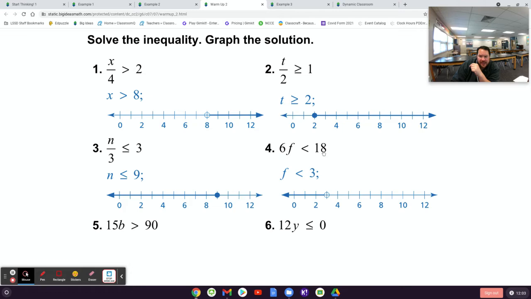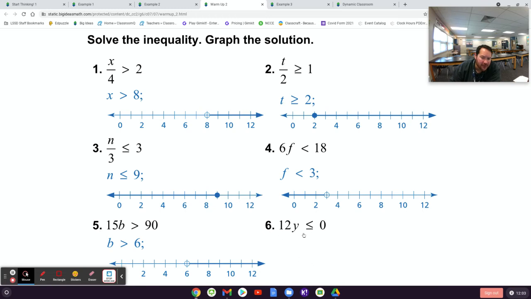Okay, that one, you divide each side by 6, you get f is less than 3. Open circle on 3 because it's only less than 3, not including 3, and shaded to the left. 15b is greater than 90. Divide each side by 15, you get b is greater than 6. Open circle on 6, shaded to the right because it's everything bigger than 6.